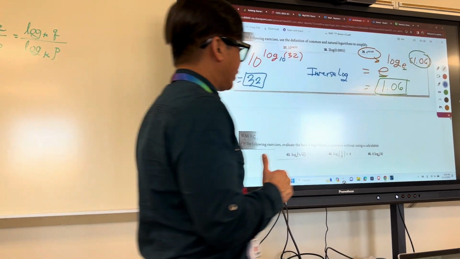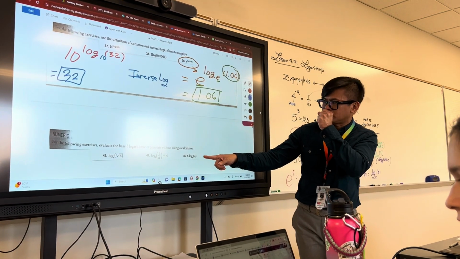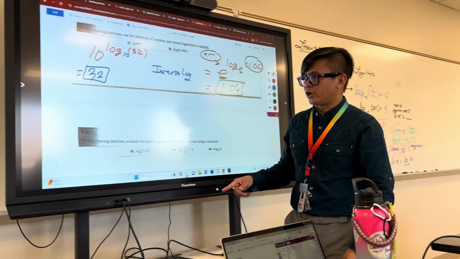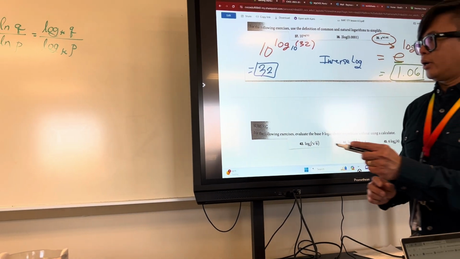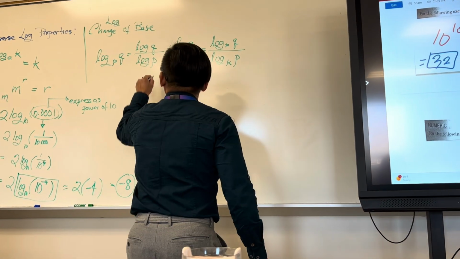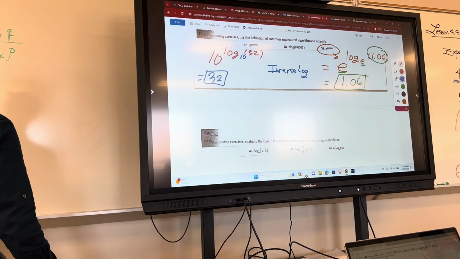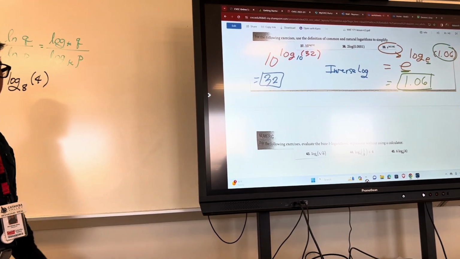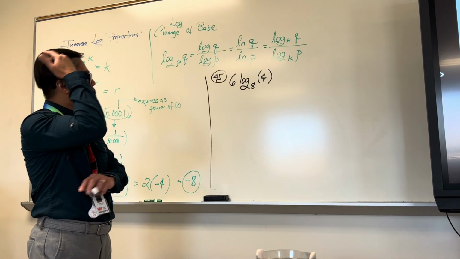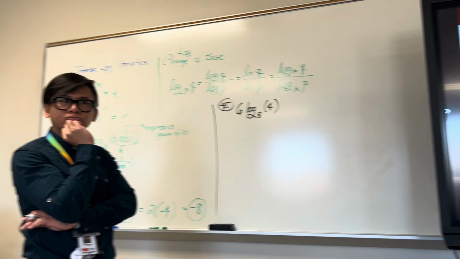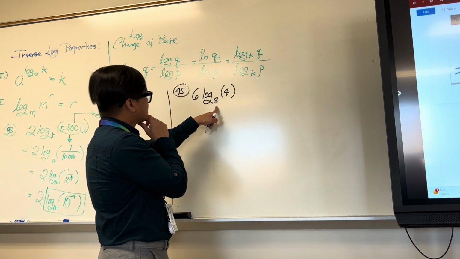Let's analyze some more. Let's try number 45. Number 45 says 6 times logarithm base 8 of 4. So the first thing that we're going to do in here is this. This is 8 and that is 4.